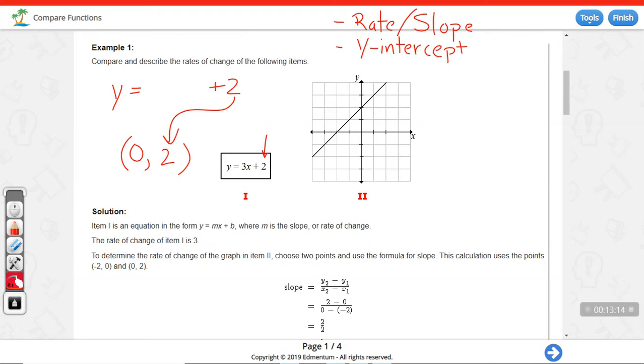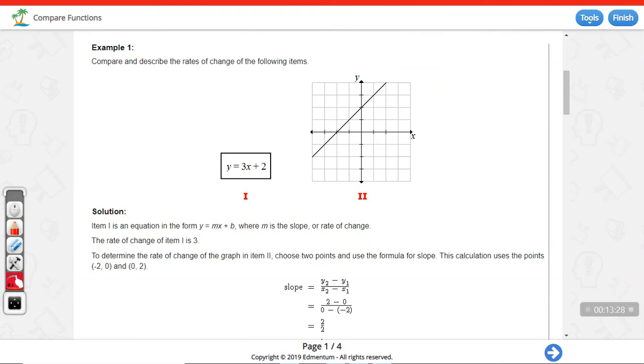All right, so 0, 2 is my y-intercept in my equation. If I look on my graph, where does it cross my y-axis? Well, it crosses there at 0, 2. Which one has a greater y-intercept? Well, they're both the same. They have the exact same y-intercept in this case. Let's take a look at another example.